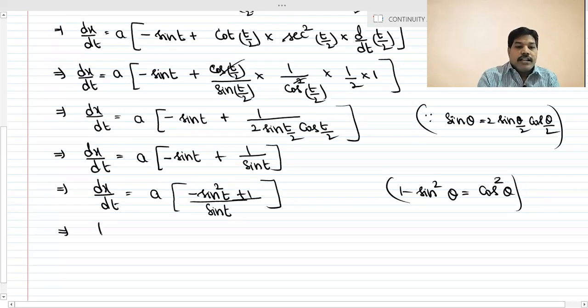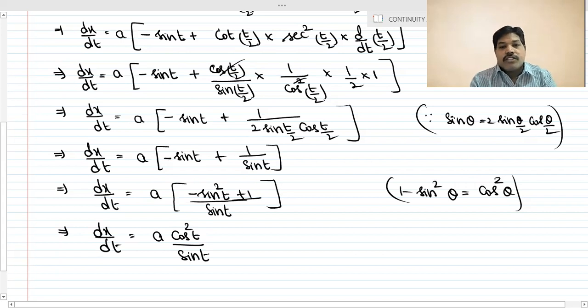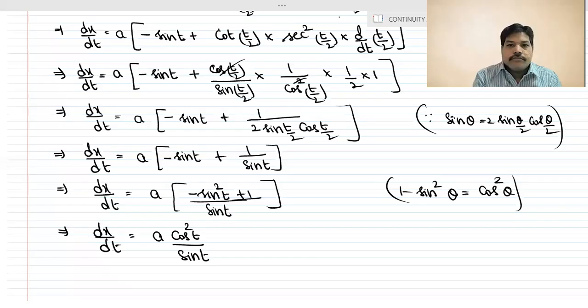You will get dx by dt is equal to a into this value in the numerator, which becomes cos square t by sine t. So this is the dx by dt value. Do you understand, students? See the next one. What is the dx by dt value, students? See that one.